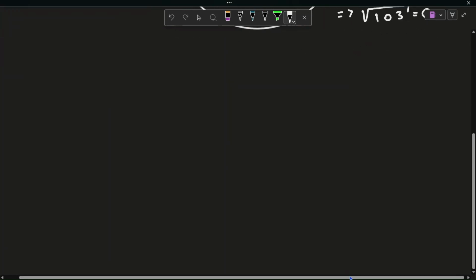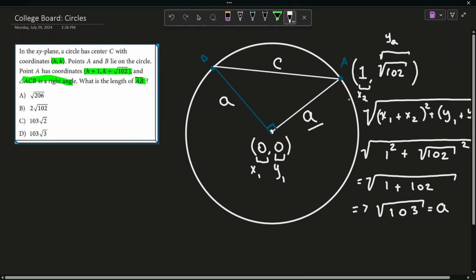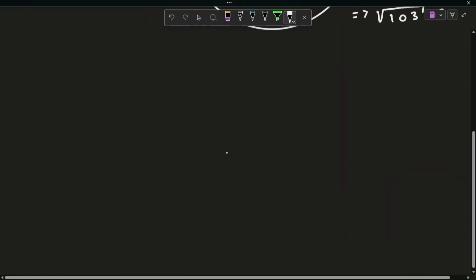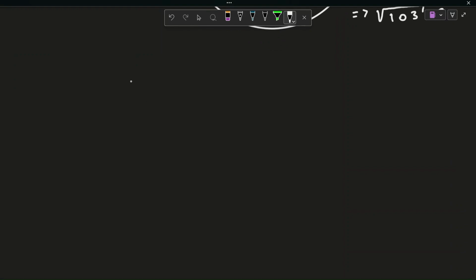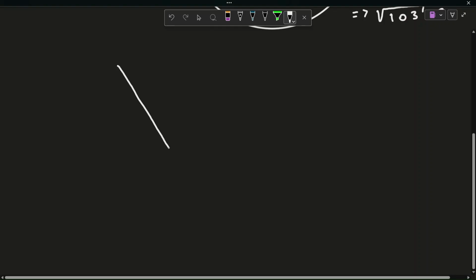Now let's go ahead and draw another circle so we can continue finding the value of c. Or actually, we don't have to draw the circle entirely. We can just draw a 45, 45, 90-degree triangle. So this is line A and line B. And this is the hypotenuse.